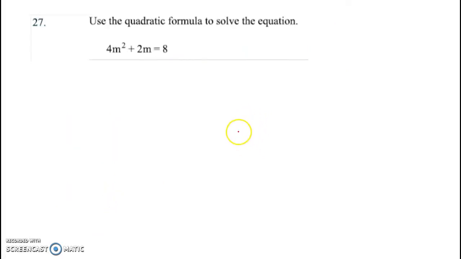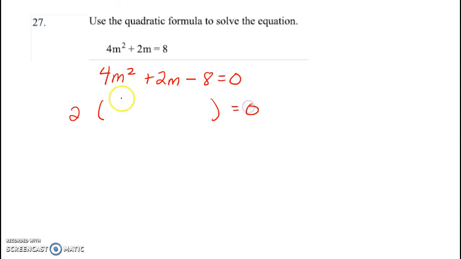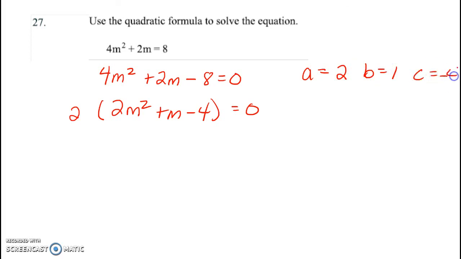Number 27, use the quadratic formula to solve this equation. Let's see if I've got time to do this. I have to put it in standard form, equals 0. I see that there's a GCF. I'm going to factor out a 2. That'll make my numbers a little smaller. 2m squared plus m minus 4. So I'm going to use an a of 2, b equals 1, c equals -4. You are allowed to do that.